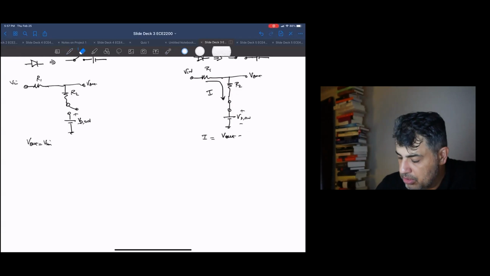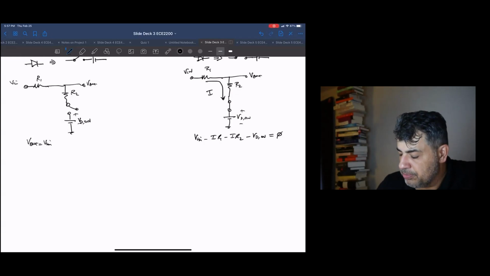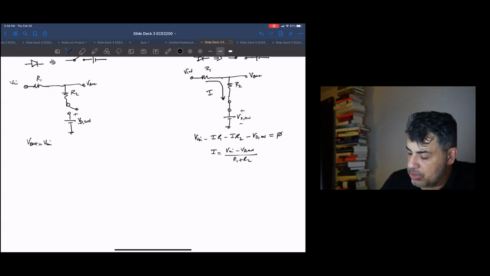Okay, so if we look at the current in terms of Vn, let me actually do the full KVL for you guys. If I start at Vn, start here, and this is my end point: Vn minus I R1 minus I R2 minus VD on is equal to 0. Basically that looks like this voltage minus the voltage across this, minus the voltage across that, minus the voltage across that, so it closes the loop. If I rewrite this in terms of I, I get I equals Vn minus VD on over R1 plus R2. So this is just a rewriting of KVL. Any questions about that?